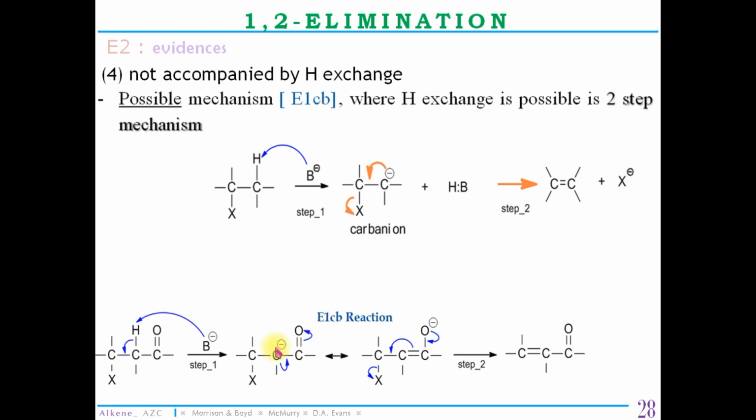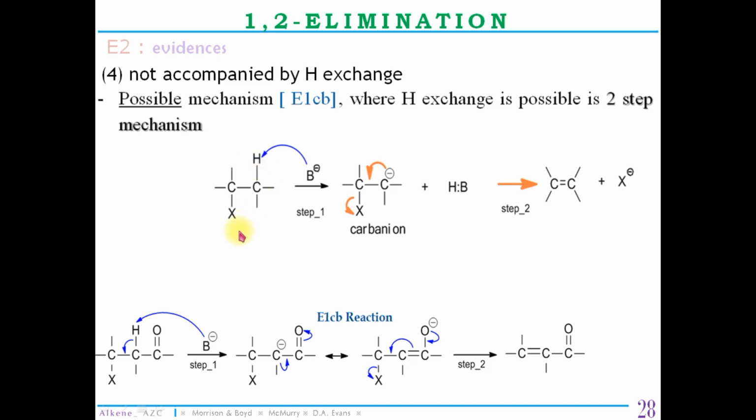Here is an example where hydrogen is abstracted by this base, gives a carbanion, which is further stabilized by this carbonyl compound, and then in step 2 there is removal of the leaving group, which gives the alkene. Here is the alpha beta unsaturated carbonyl compound as a product. Here it's a unimolecular elimination conjugate base.